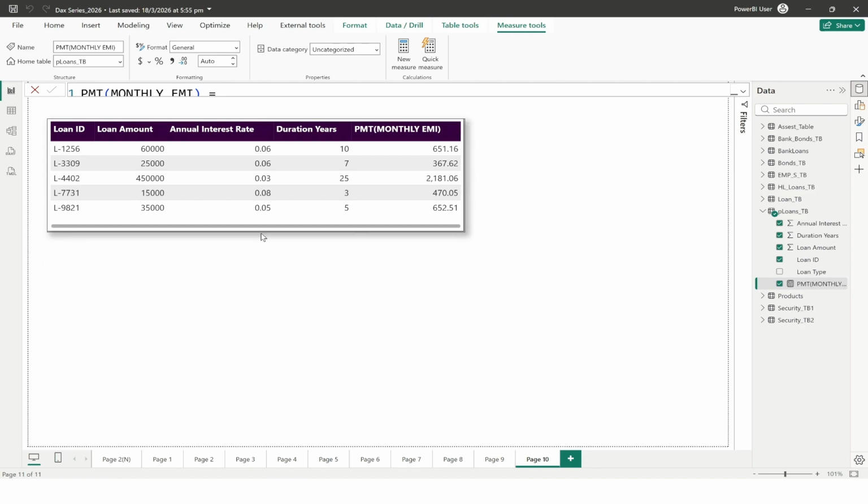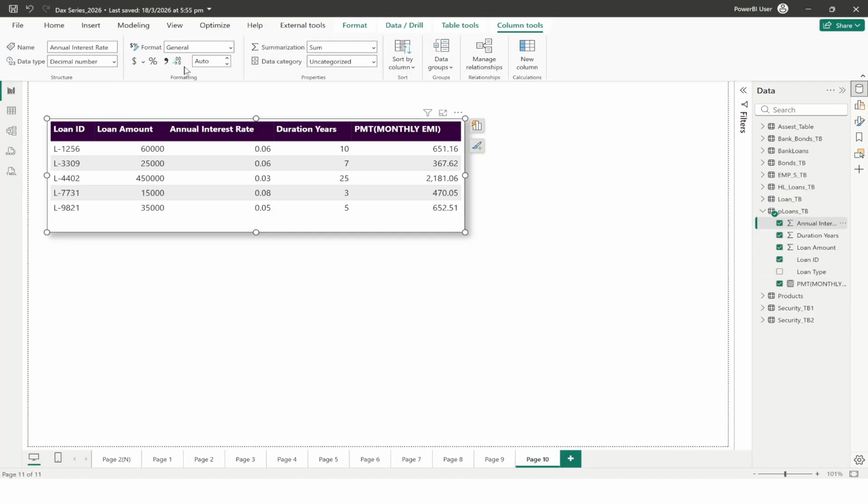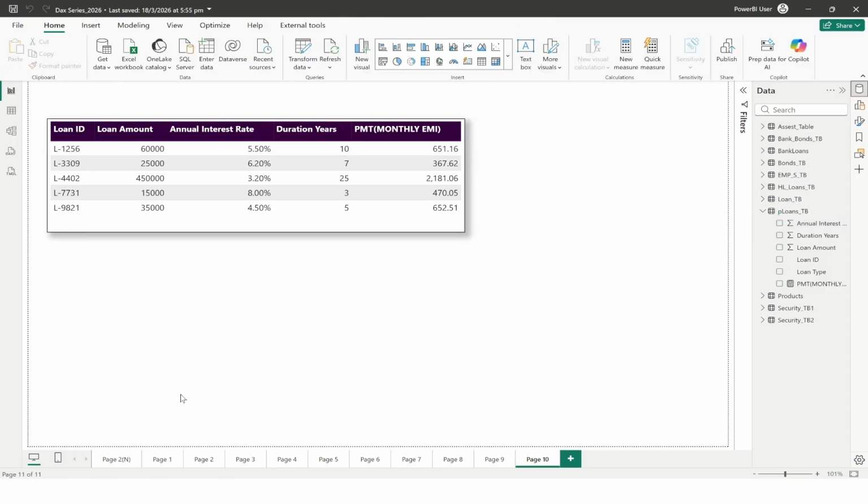Now let me tell you. So here if you see, for this loan ID, the principal loan amount is 60,000. Annual interest rate is, let me convert this annual interest rate into percentage format. The annual interest rate is 5.50, duration is 10 years. So you need to pay the monthly EMI, total amount including principal and interest amount, 651.16 rupees. Okay, fine. Well and good. But how we can validate whether this is correct or not?